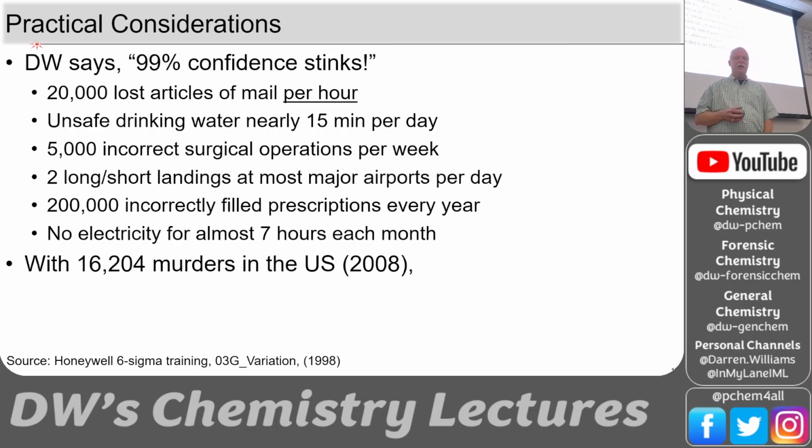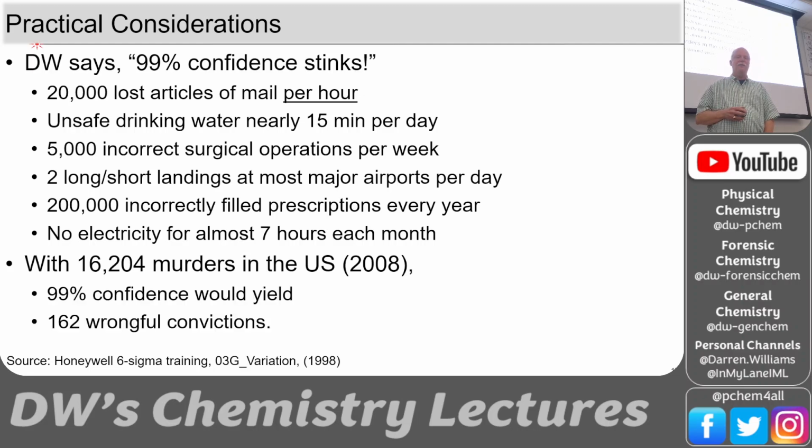Or in the forensic situation, 16,204 murders in the U.S. 99% confidence would yield 162 wrongful convictions. And that was just from 2008. But we've got to do better than 95% confidence. I mean, in quant lab, 95% confidence, that'd be great. You're just doing titrations and so on. You're like, okay, I've got this. But nobody's liberty is at stake. So how do we get better than 95% confidence without having to do 1,000 measurements and really narrowing our uncertainties and working with gold standard everything?